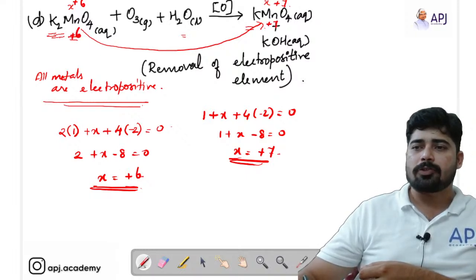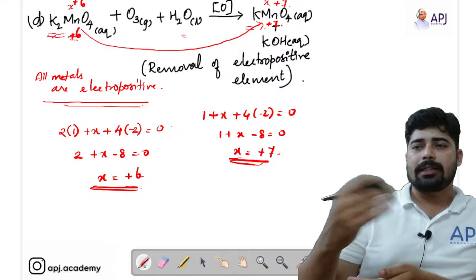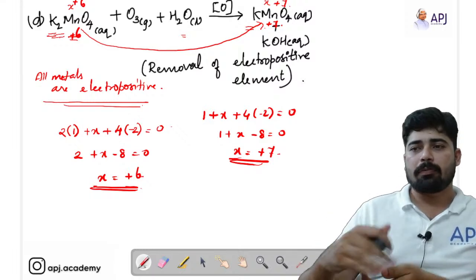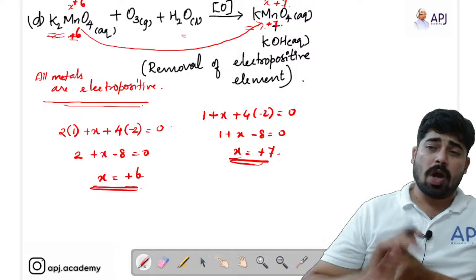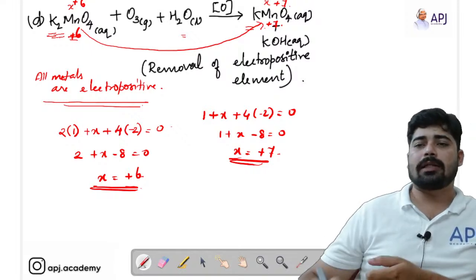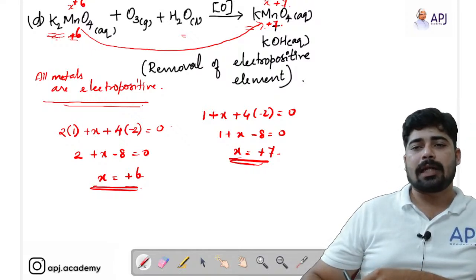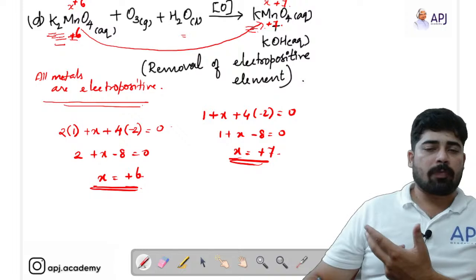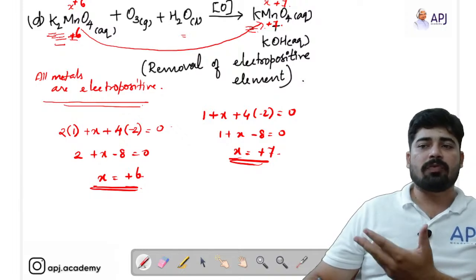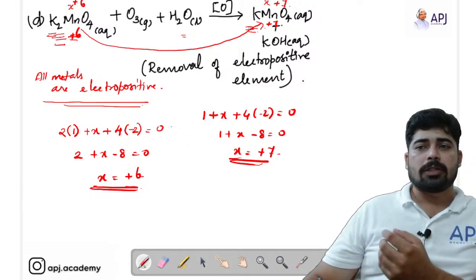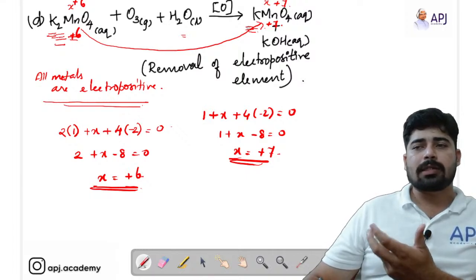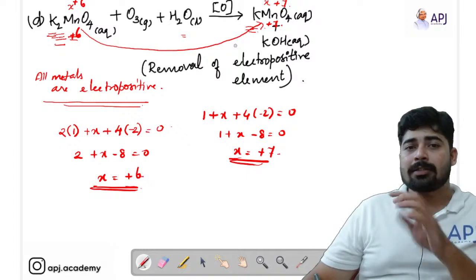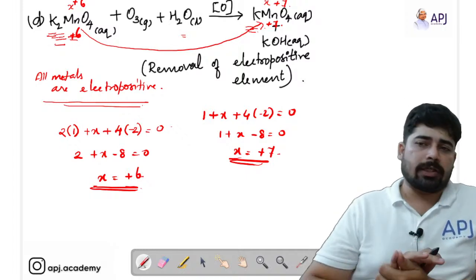So from +6 to +7, we know that an increase in oxidation state means the process is oxidation. So how has the process become oxidation? Here the interesting fact is that potassium is an electropositive element. In the product you can see there is a decrease in the number of potassium atoms, so you have removed an electropositive element. If you are removing an electropositive element or any metal, the oxidation state increases. So that is the fourth definition of oxidation.